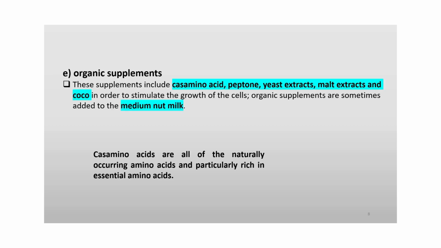E. Organic supplements. These supplements include casamino acids, which are taken from casein, peptone, yeast extract, malt extract, and coconut milk, in order to stimulate the growth of cells. Organic supplements are sometimes added to the medium.